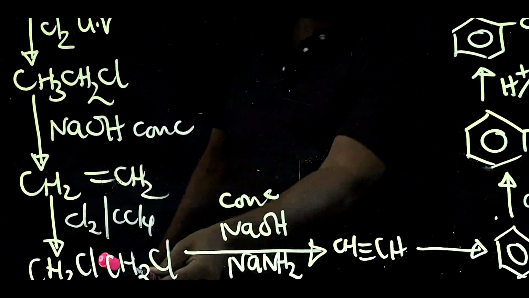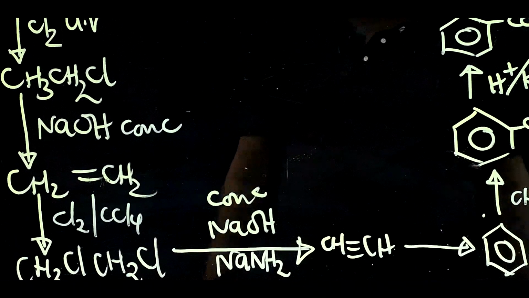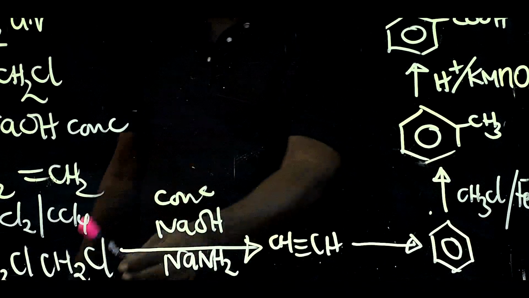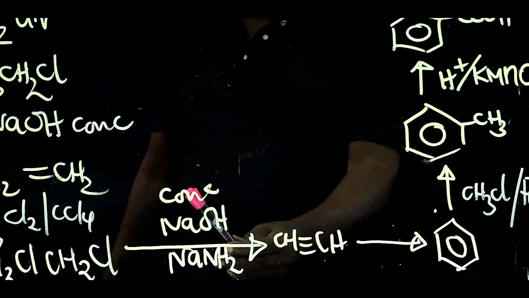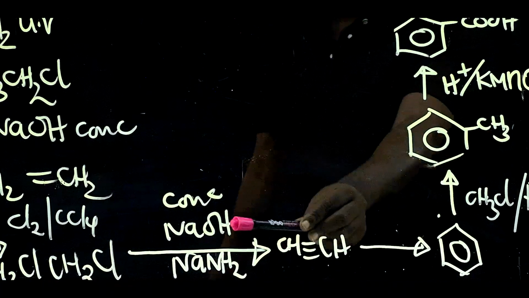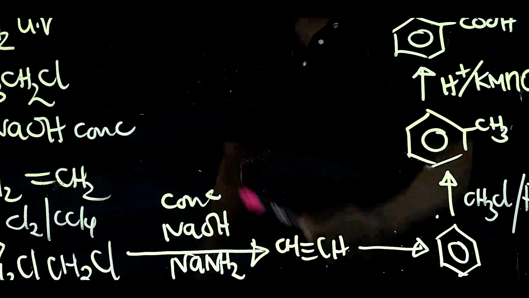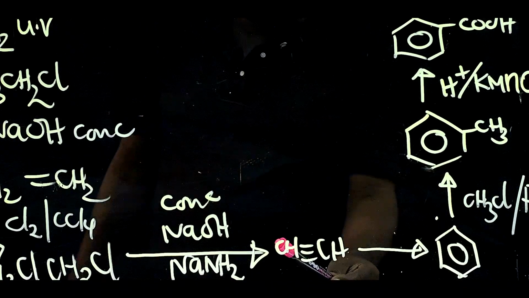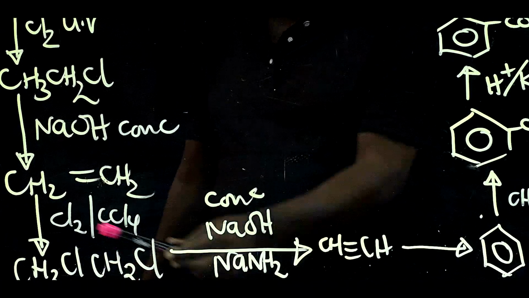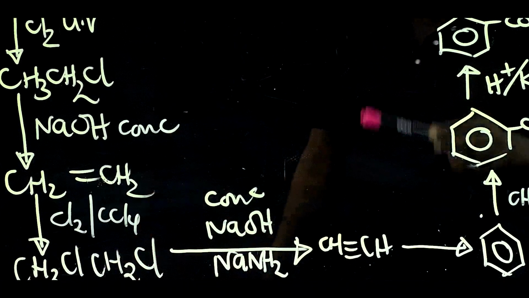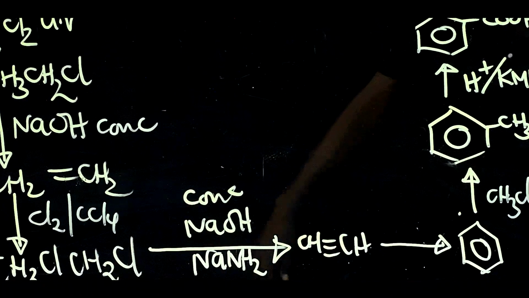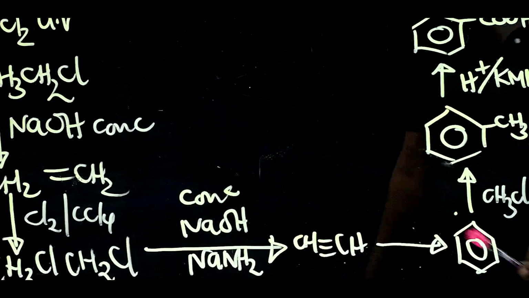Then the vinyl compound can be converted into a triple bond or alkyne. Reagents which are required to convert a vinyl compound into an alkyne are concentrated sodium hydroxide and sodium amide, an alkaline solution, and the reaction takes place at the alpha and beta carbon. Hydrogen and chlorine at both the beta and alpha carbon are eliminated, which results in the formation of ethyne. So ethyne can be applied to produce benzene.